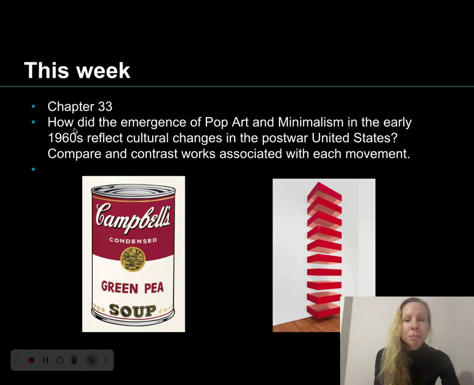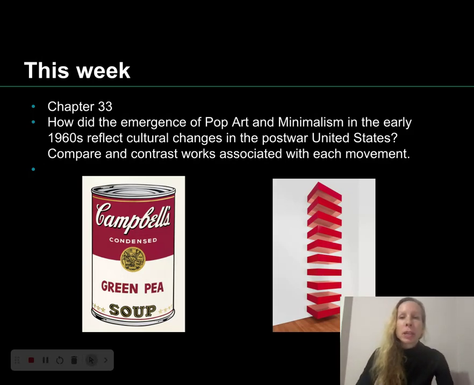This week's question is: how did the emergence of pop art and minimalism in the early 1960s reflect cultural changes in the post-war United States? And then compare and contrast works associated with each movement. For example, I have a work here that I found by Andy Warhol. He was a pop artist. This is Campbell Soup Can. And then this is one of Donald Judd's famous pieces, and he was a minimalist. I'm going to talk about this in a very general way. I'm not going to really compare these 2 pieces specifically, but you can look at each piece and notice the differences as I talk about pop art and minimalism.